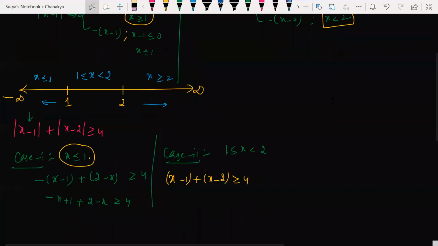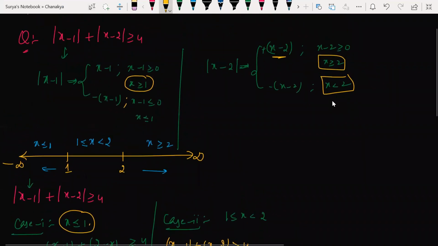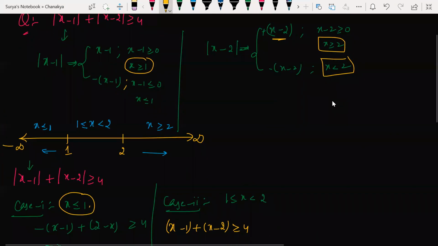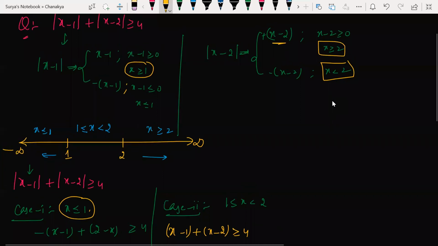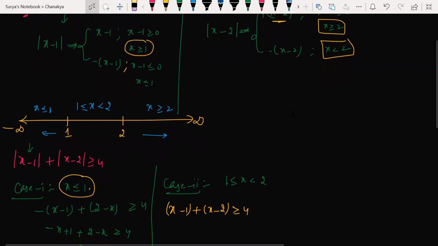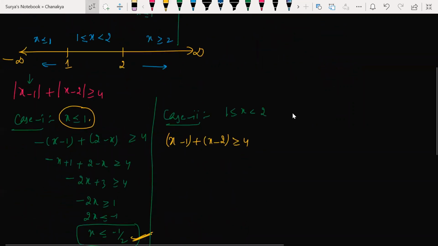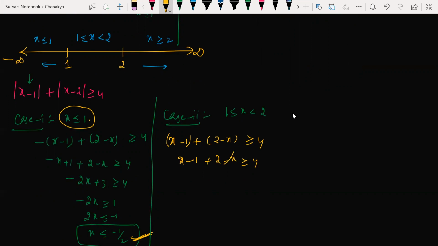Yes, children. So x has to be greater than 1 and less than 2. Look at this here. Case 2 is going to be minus 2 right here. So minus 2 minus x greater than or equal to 4. So x minus 1 plus 2 minus x greater than or equal to 4. So 1 greater than or equal to 4. Is it true?